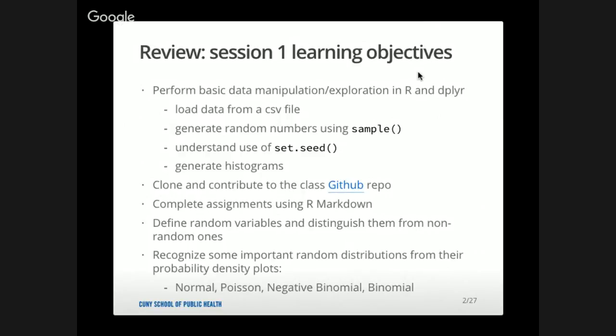And then as far as statistics, we got started by defining random variables and the idea of distributions and getting a little bit of visual familiarity with some important random distributions, starting with the normal, Poisson, negative binomial, and binomial.